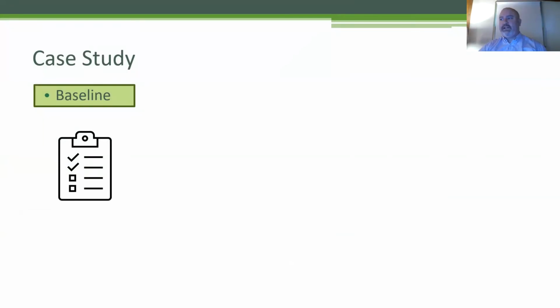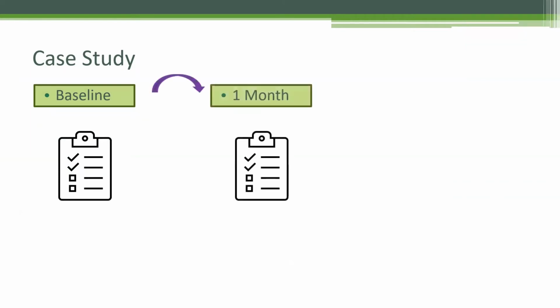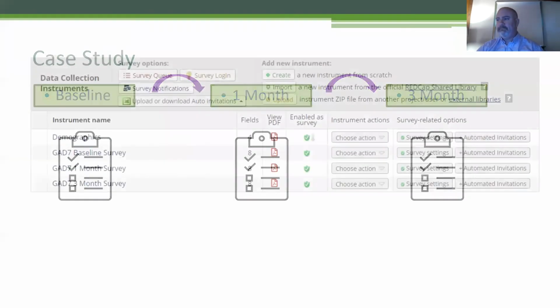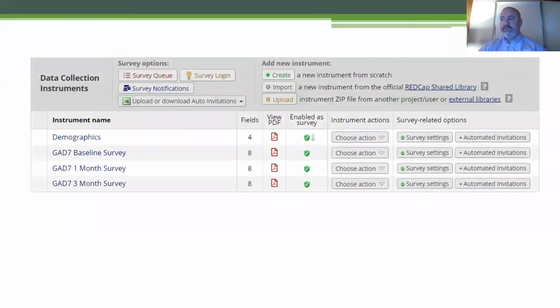So suppose we're conducting a research project that collects some demographic data and administers a survey at baseline. We also want to administer the same survey again at 1 month and again at 3 months for each participant. You might be tempted to set up your project like this. You have 1 instrument to collect the demographic data, and then you have 3 versions of the same survey to be administered at each of the different time points: baseline, 1 month, and 3 months.